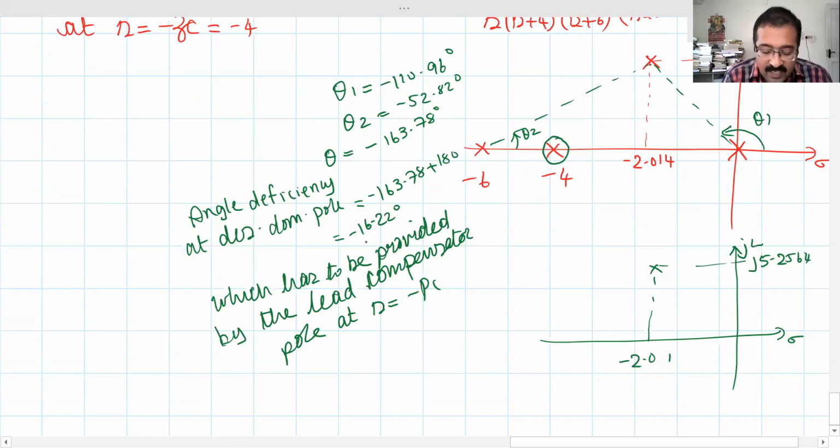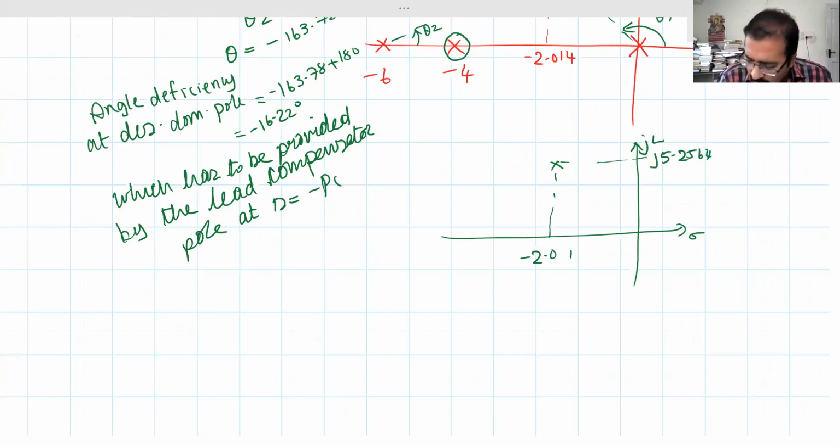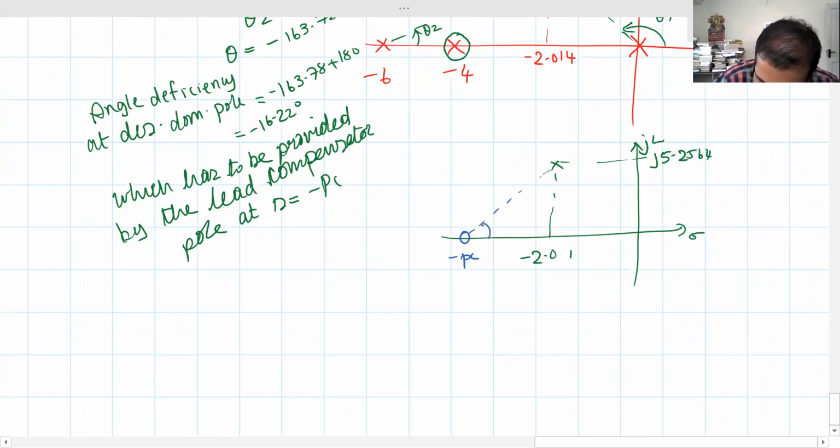Okay, so it is -16.22. That should be contributed by the compensator pole. So where should I place it? If I place it here, the angle will be greater than 90. If I place the compensator pole here, the angle will be plus 90. So I have to keep the compensator pole somewhere here. This is my compensator pole, minus PC, so that it contributes an angle of 16.22.